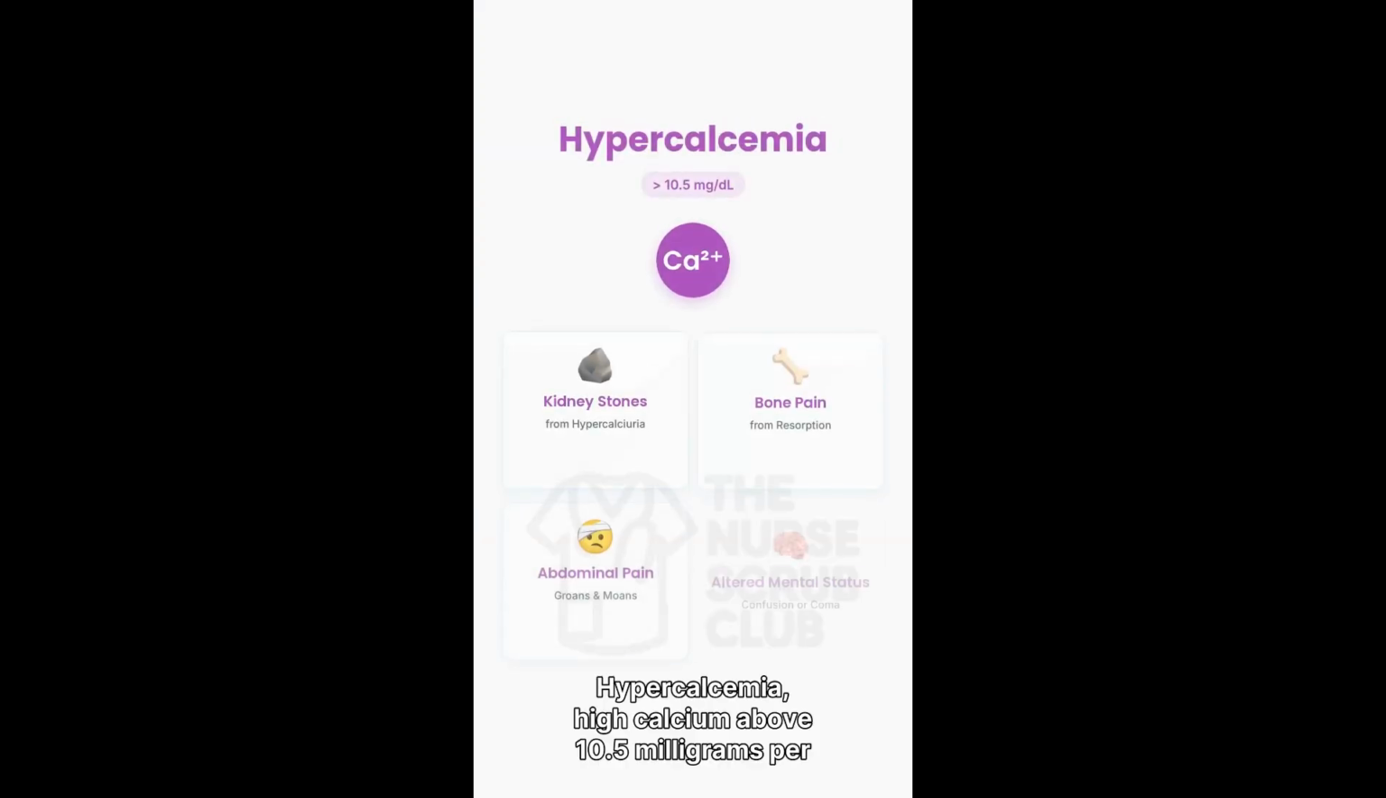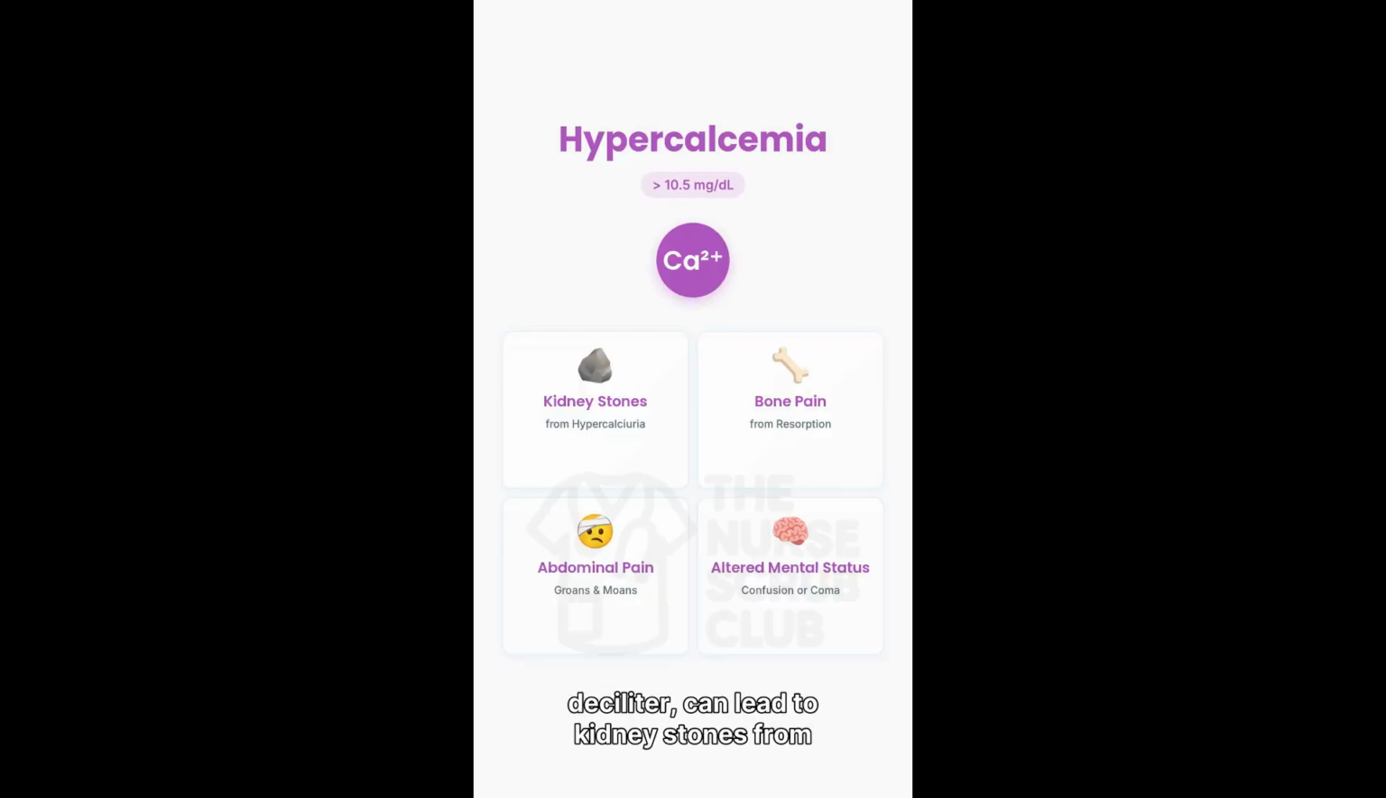Hypercalcemia, high calcium above 10.5 milligrams per deciliter, can lead to kidney stones from hypercalciuria, bone pain from resorption, abdominal pain, and altered mental status like confusion or coma.